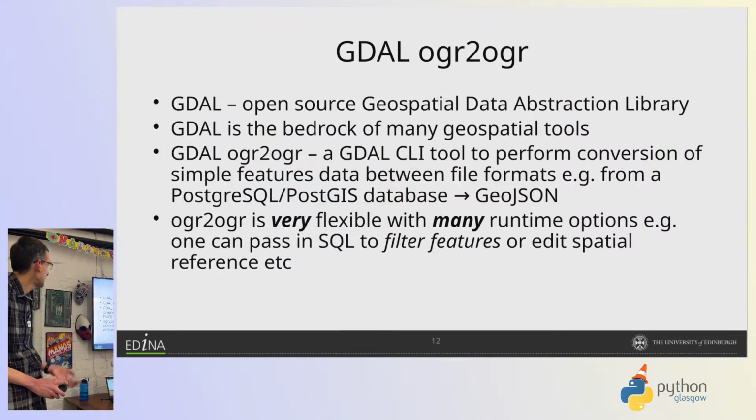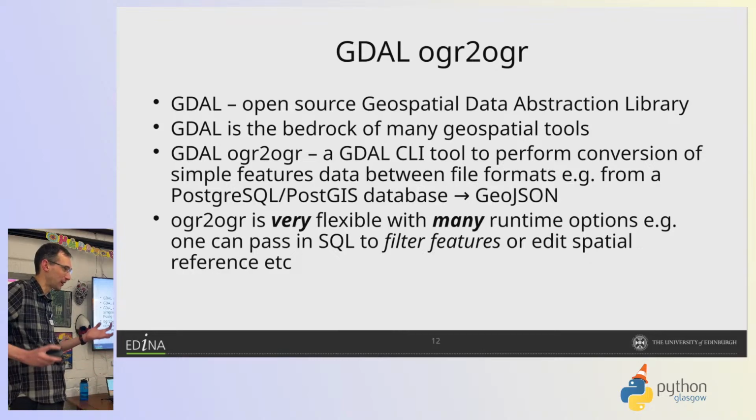And so behind the scenes, we use a command line tool called OGR to OGR from an open source package called GDAL. So GDAL is the Geospatial Data Abstraction Library. It's an open source C++ library, which provides access to different types of geospatial data formats, and you can do operations on it in C++, like spatial geometry. You can test this geometry is related to this other geometry.